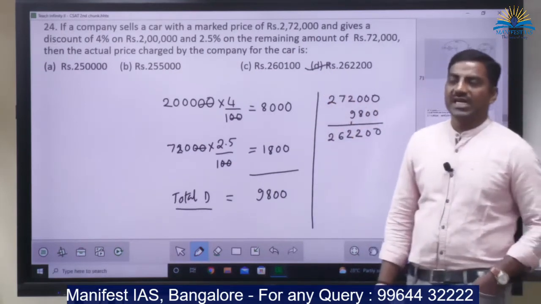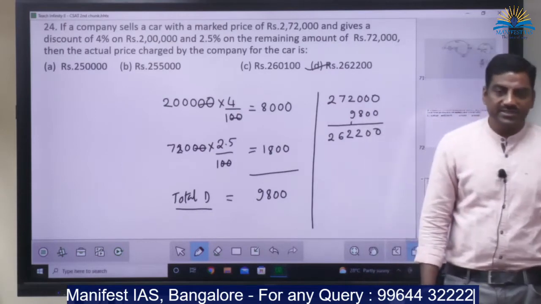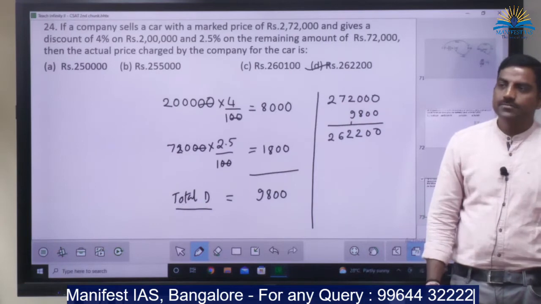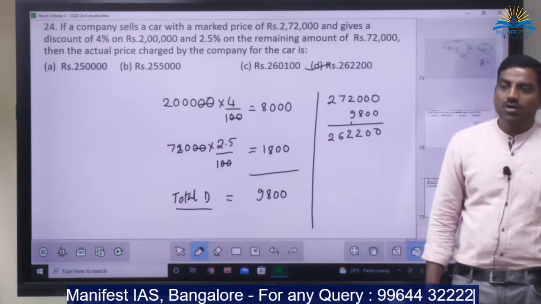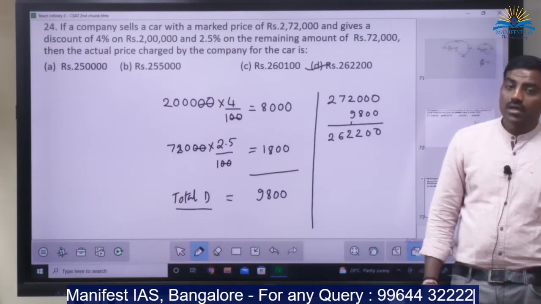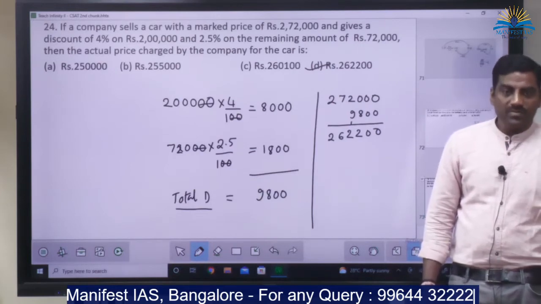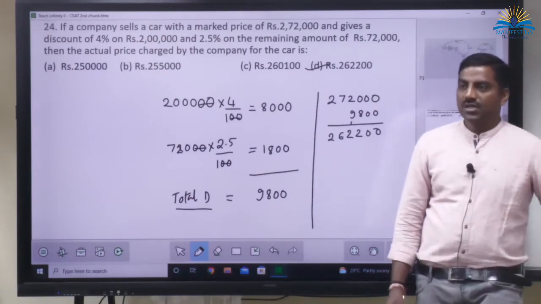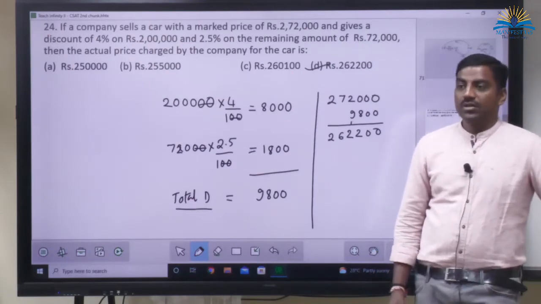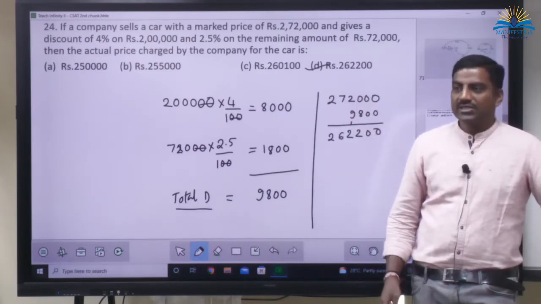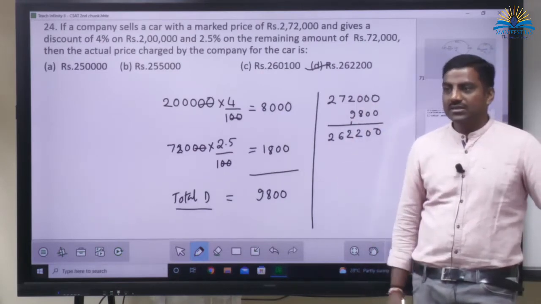See here, two different rates are there. Two different rates. Okay. Discount for the first 2 lakhs. This is called regressive discount, or retrogressive discount. As you purchase more, discount will be less. As you purchase more, discount will be less.